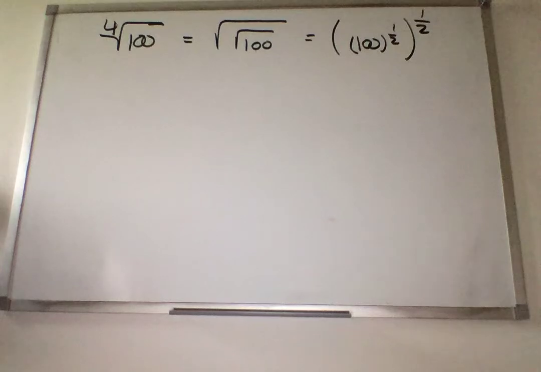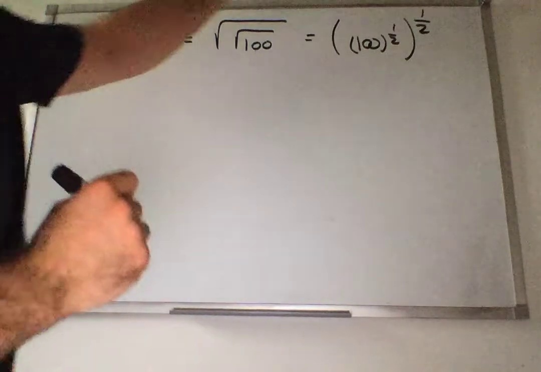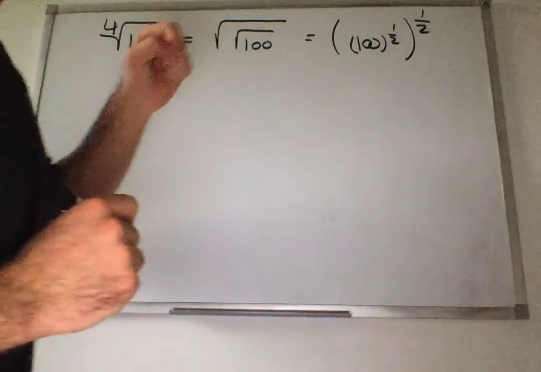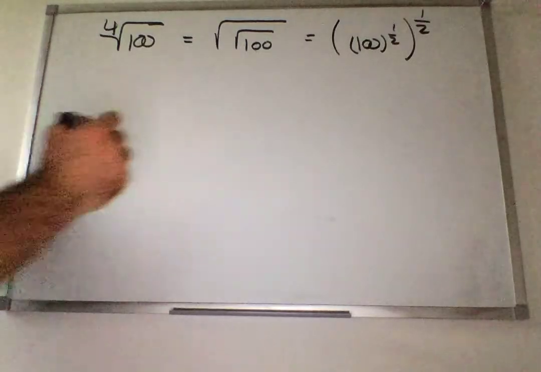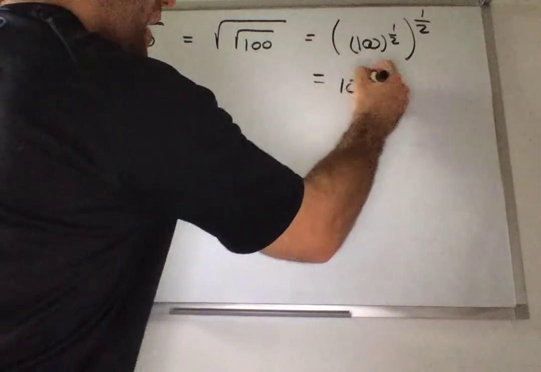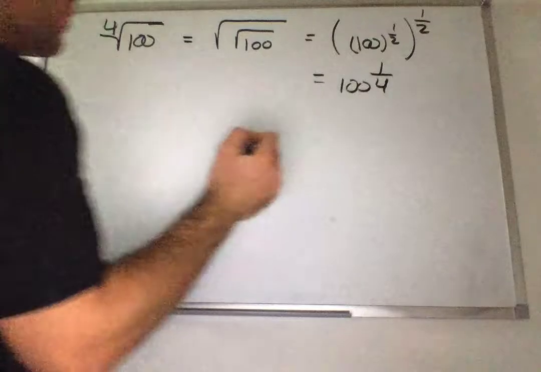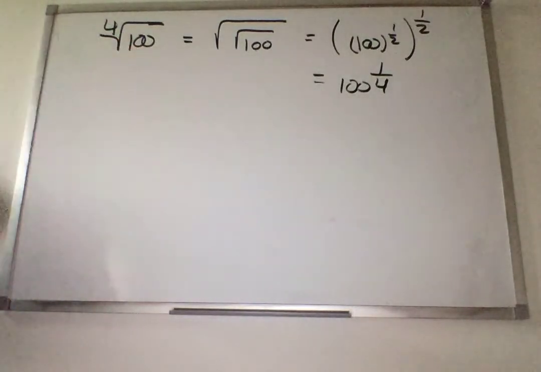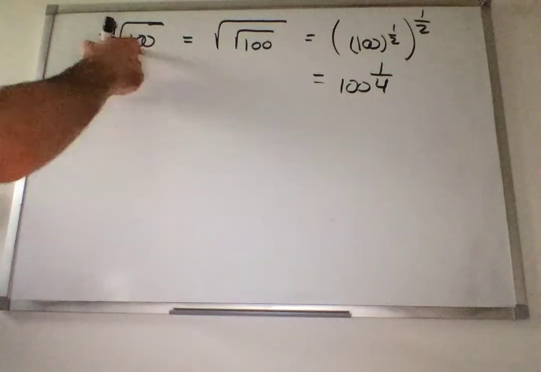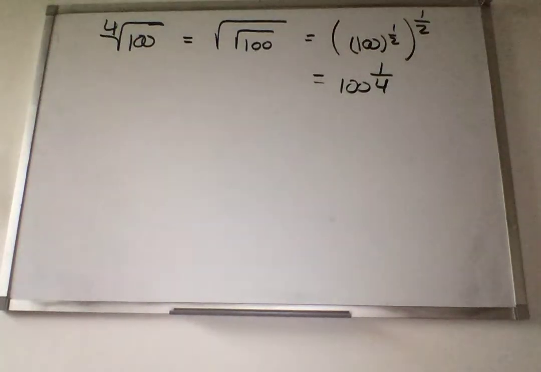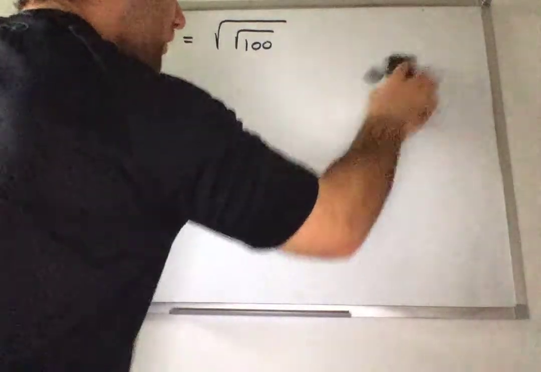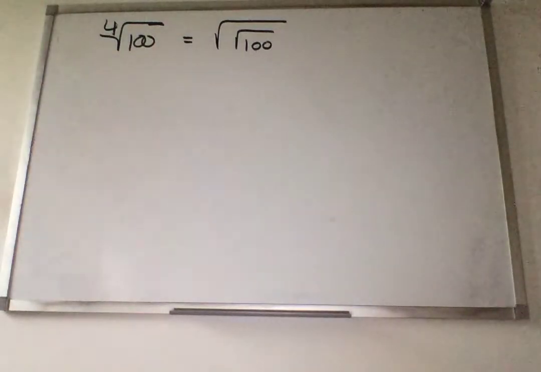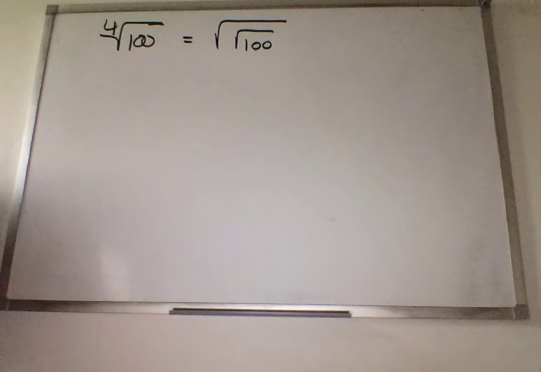Okay? If you remember how to do powers to powers, your exponential rules, you multiply the powers. 1/2 times 1/2 is 1/4. Well, this is the same thing as the fourth root of 100. 100 to the 1/4 power is the same thing as the fourth root of 100. Okay, so we can get an estimate of what this could be.